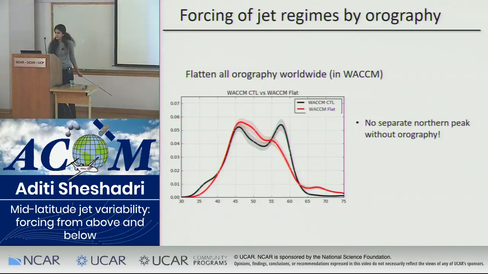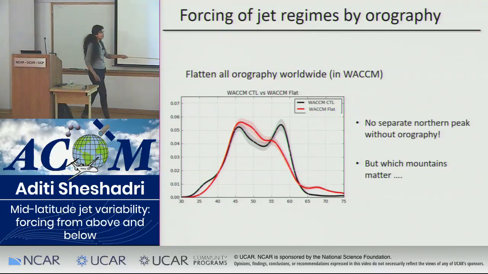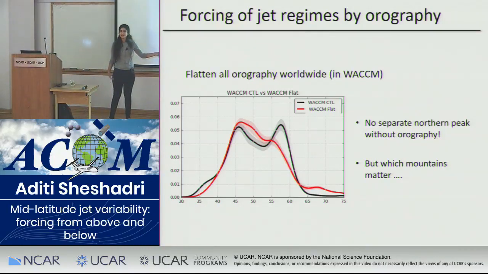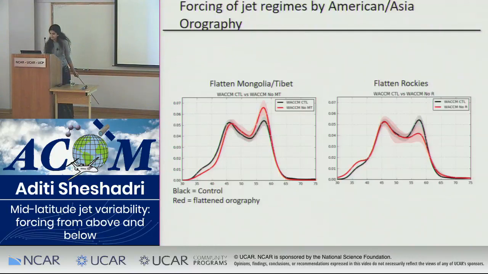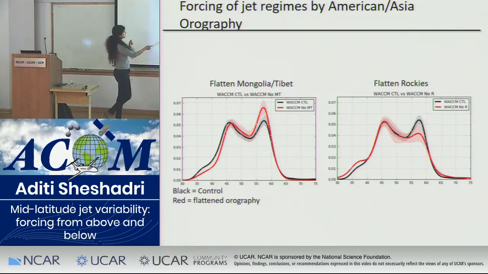But then which mountains matter? My collaborator on this, Rachel White, came up with which mountains matter, and she had an earlier paper saying that Mongolian mountains matter most for something else. But anyway, which mountains actually matter for setting this northern peak? So we did a bunch of experiments. This is an experiment in which we flattened all Asian orography, so Mongolia and Tibet, we just leveled. So the red is the no Mongolia-Tibet simulation, and in fact, there is an increased probability of the northern peak without Mongolia and Tibet, so it's not that.